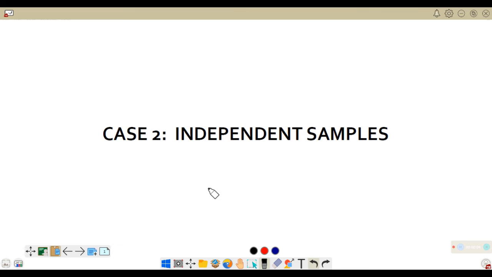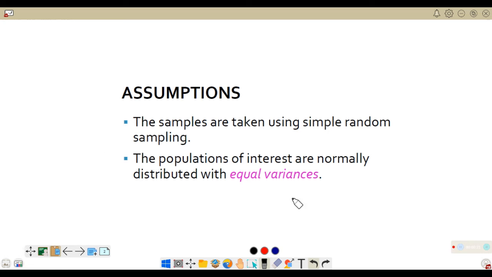This is Miss Rena, and for this video discussion, we are going to focus on case 2, independent samples. Again, t-test pa rin yung ating test statistics na gagamitin. This is almost similar to the paired sample t-test in the sense na parehas lang ng table na gagamitin and critical values. Okay, so for the assumptions, the samples are taken using simple random sampling and the populations of interest are normally distributed with equal variances.